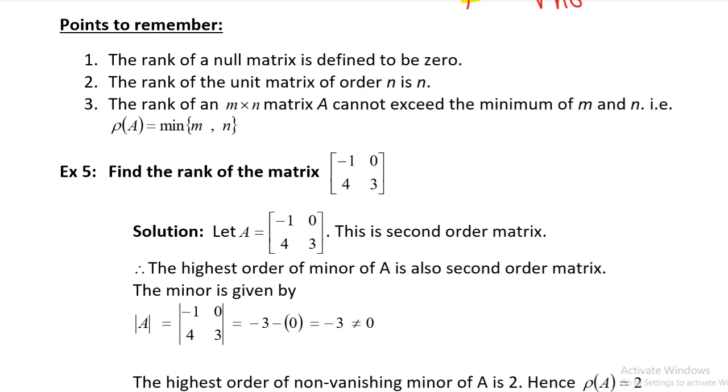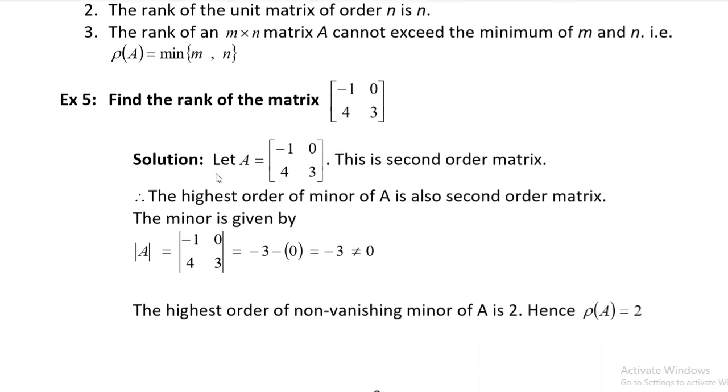The rank of a unit matrix of order n is n. Unit matrix is identity. Identity matrix has rank n. And the rank of an m by n matrix cannot exceed the minimum of m and n. So if you have m rows and n columns, then your rank has to be less than or equal to rows or columns. If it is a 3 by 4 matrix, then rank has to be less than or equal to 3. If it is a 5 by 2 matrix, then rank has to be less than or equal to 2. They cannot exceed the number of rows or columns.